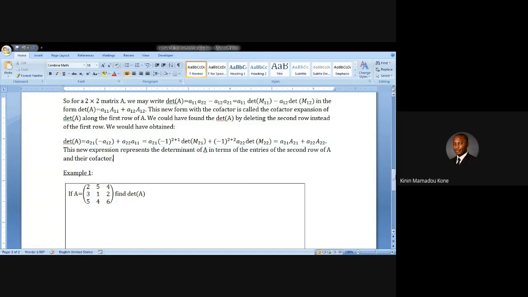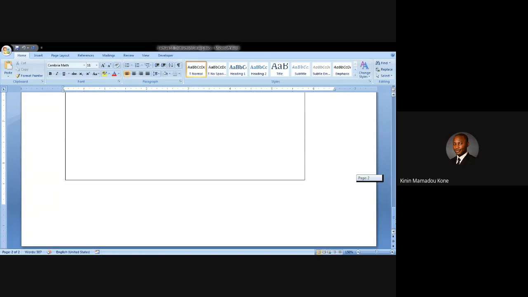So I think this is the example that we have just done. Okay, so let's move on to the next example, to the next page.